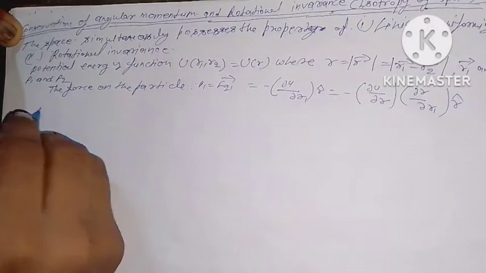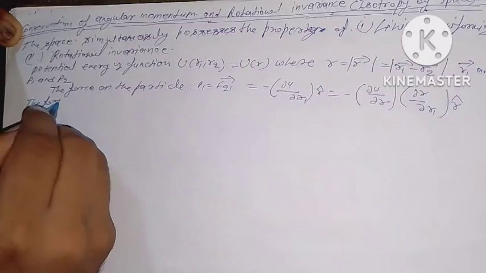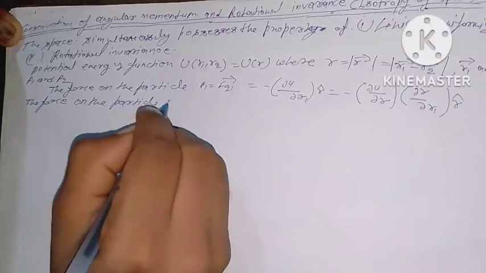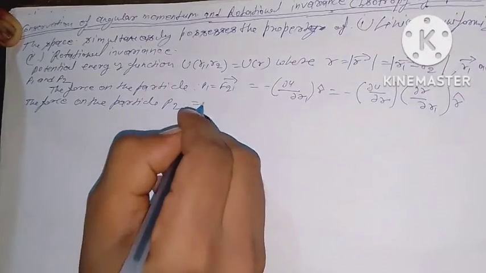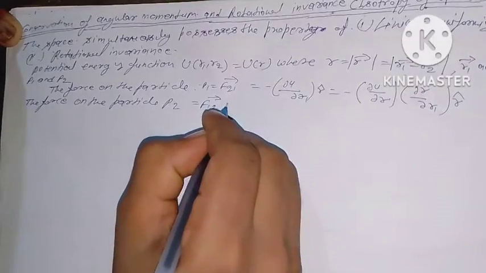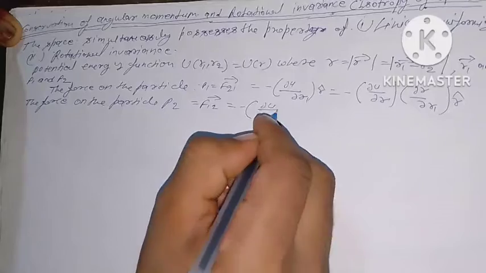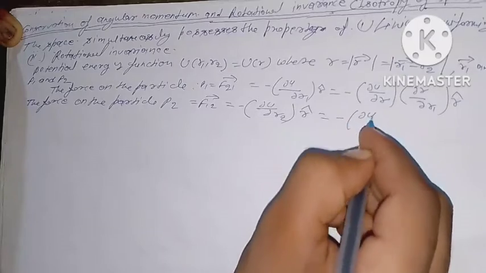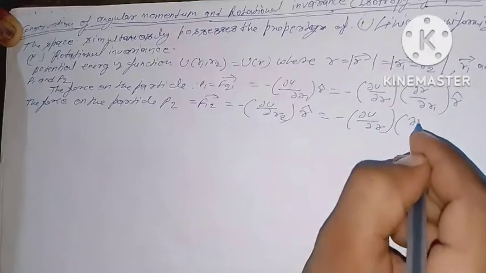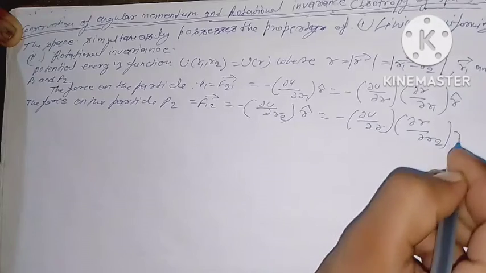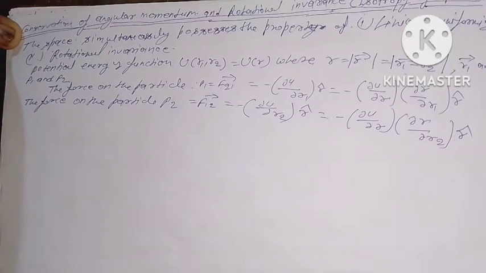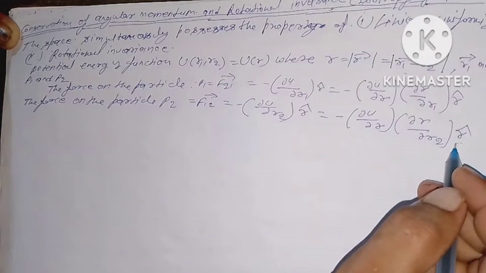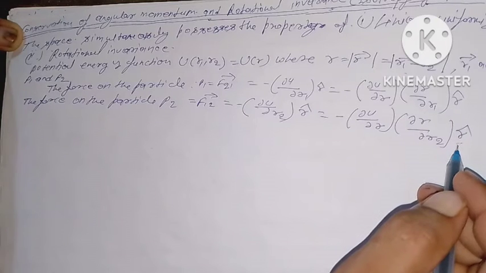The force on the particle P2 equals F12 vector equals minus del U upon del r2, unit vector r, equals minus del U upon del r into del r upon del r2, unit vector r, where r cap is a unit vector along vector r, the direction along which either force of interaction acts.